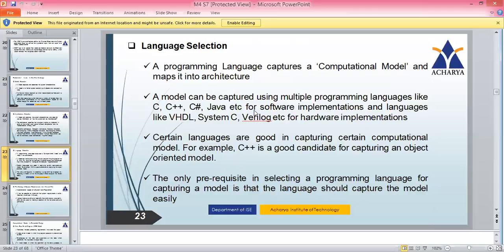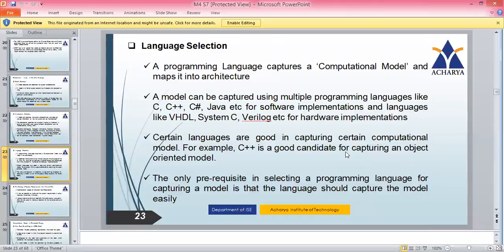So these programming languages should be user friendly also. At the same time, they should be compatible with the hardware. So language selection is another challenge. Certain languages are good at capturing certain computational models, and very good at certain applications. Like if you take C++, it is a good candidate for capturing an object-oriented model. If you are talking about different objects, object programming, then the best language to use is C++.